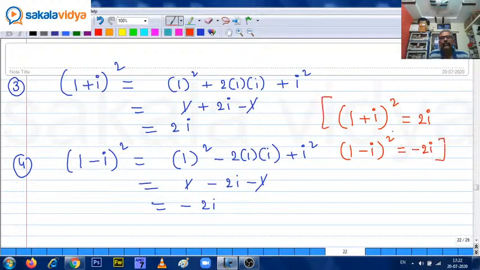During main sessions, I won't repeat this again. You need to remember it. 1 plus I whole square is equal to 2i, 1 minus I whole square is equal to minus 2i. Okay, I will give one more.